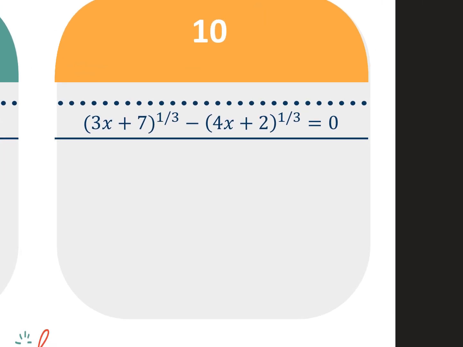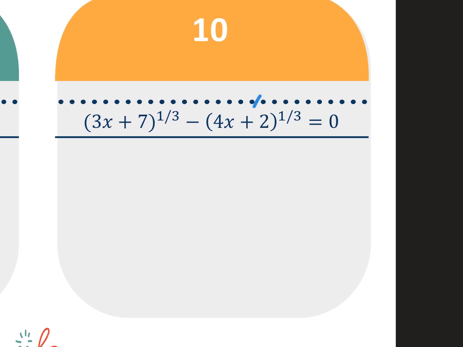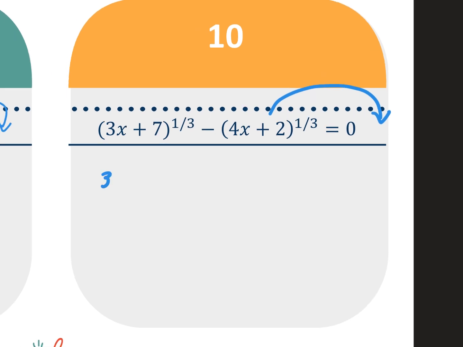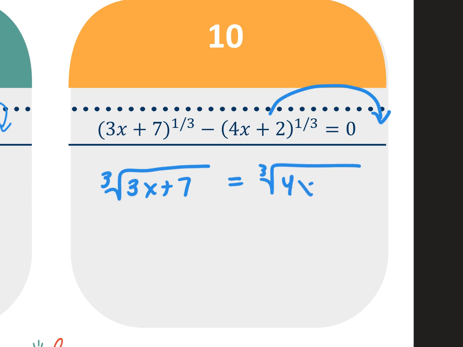You can also look at it and say, I have one thing on one side, I need to move this one to the other. So I have the cube root of 3x plus 7 equals the cube root of 4x plus 2. You could have left it as to the 1/3 power and then raised to the reciprocal. So what would you do to both sides? If it was the 1/3 power and you raised it to the reciprocal, what's the reciprocal of 1/3? 3/1. You're going to cube it anyways. So to solve this, we're going to cube both sides.